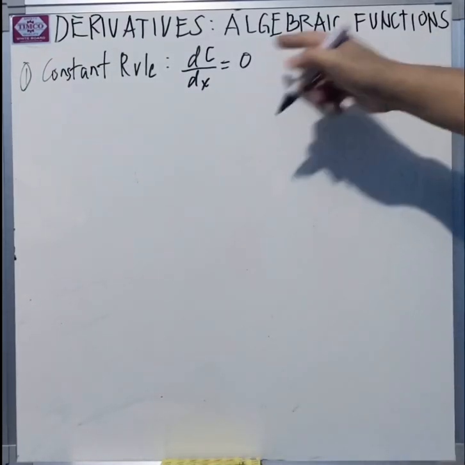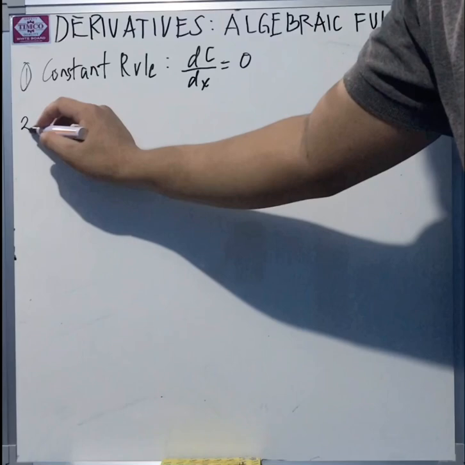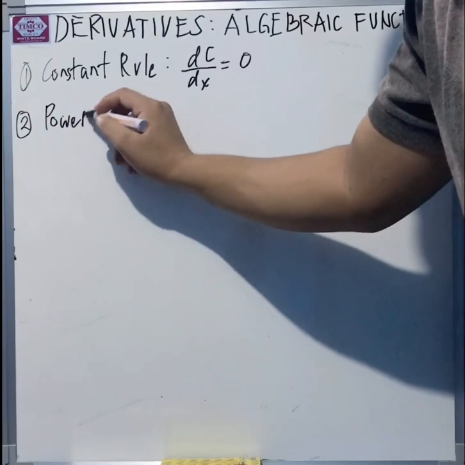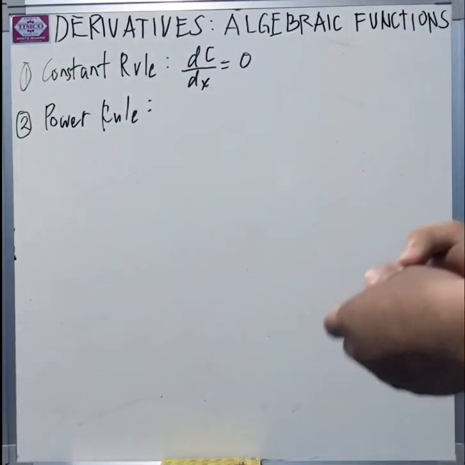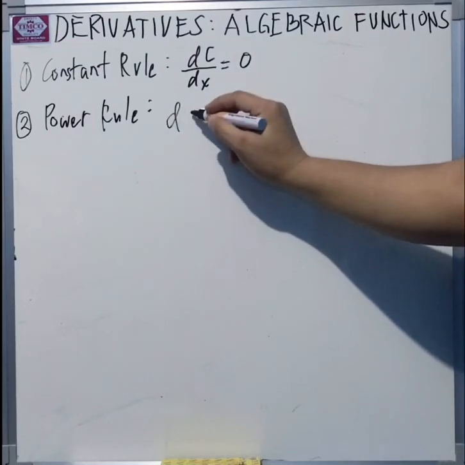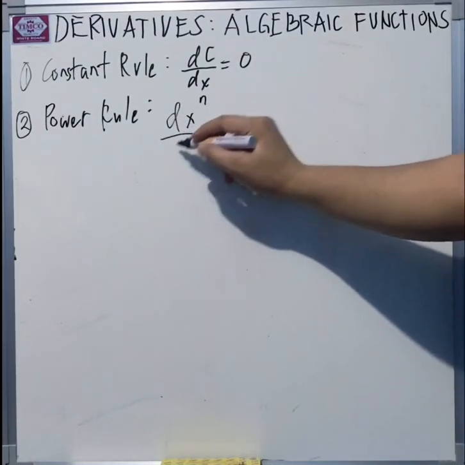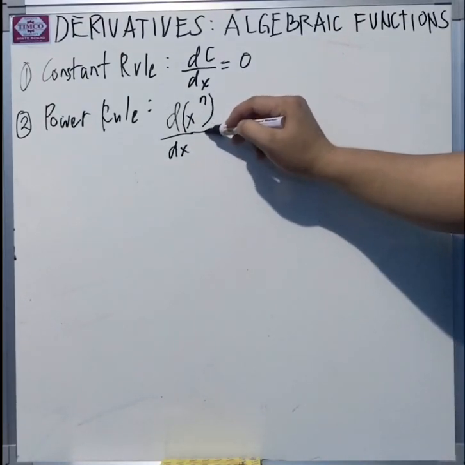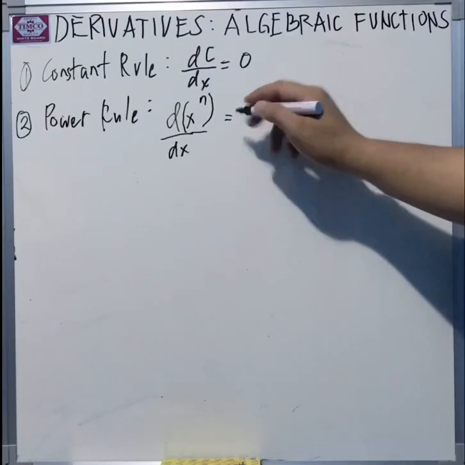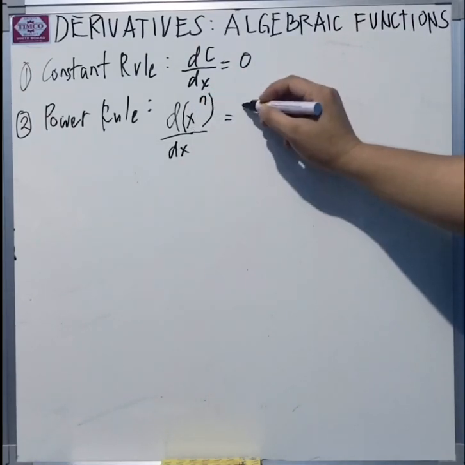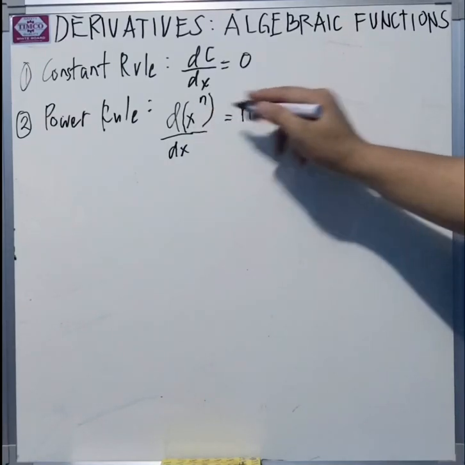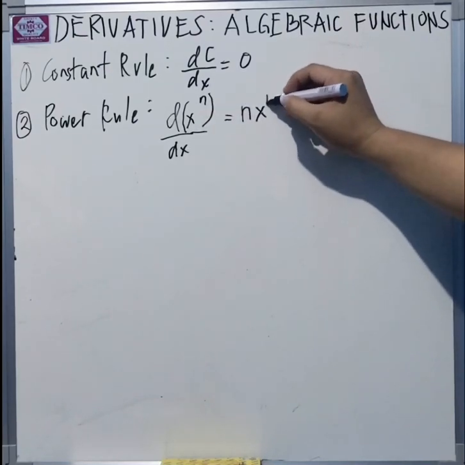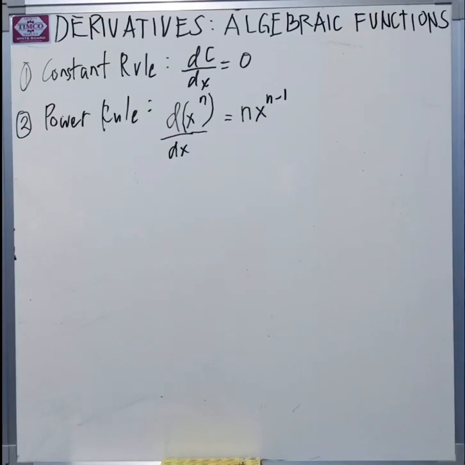Another rule for finding the derivatives of algebraic functions, we have number 2 rule, the power rule. If we say power rule, if we have a derivative of x raised to n with respect to dx, that is equal to the power multiplied by the variable raised to the power minus 1. Okay, that is the derivative using power rule.